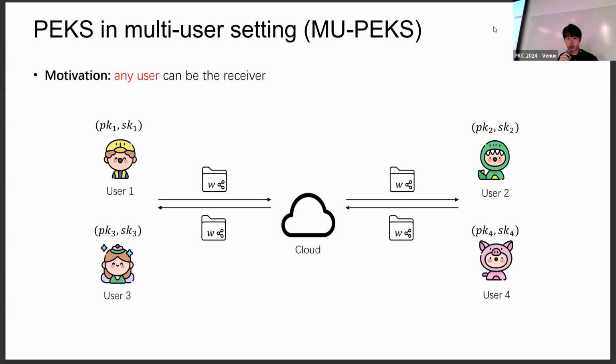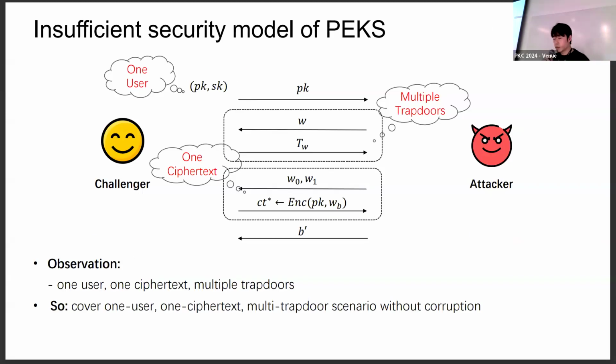Some users may share data with many receivers. So our goal is to build PEKS in the multi-user setting, mu-PEKS for short. In our system, there are many users sharing data with each other. The first problem is to define the security model. As we know, the security model should cover real attacks as much as possible.